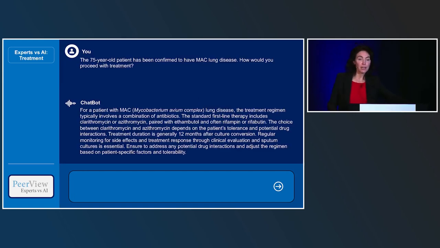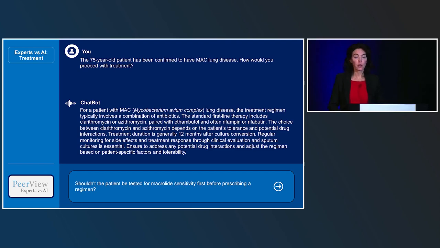For a patient with MAC lung disease, the first-line therapy typically involves the combination of the antibiotics that we've discussed. You must have a macrolide in there. I think this audience accepts that to be true. Regular monitoring for side effects and treatment response through the clinical evaluation and sputum cultures is essential. Ensure that we need to address these drug interactions with their other meds. Your lady with atrial fibrillation on flecainide, that lady may not be able to get a rifamycin that day. So you'll review her other medicines.